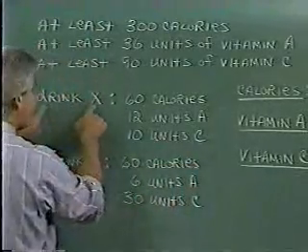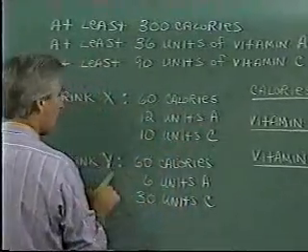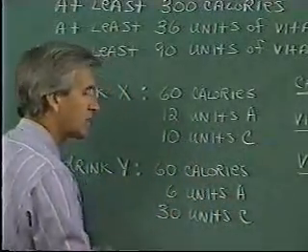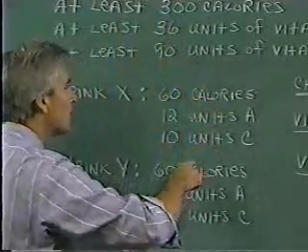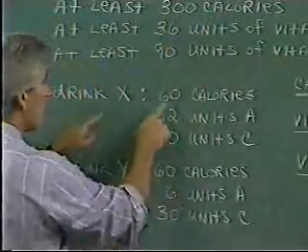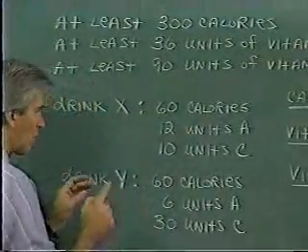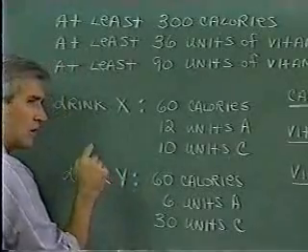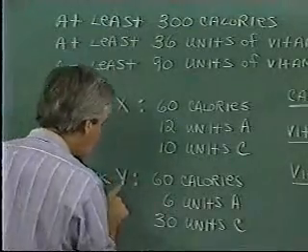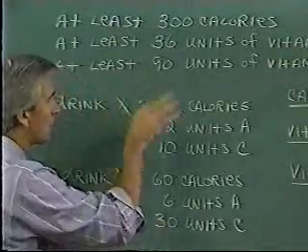Now, we know that in drink X, we get 60 calories, 12 units of vitamin A, 10 units of vitamin C. In drink Y, we get 60 calories, 6 units of vitamin A, 30 units of vitamin C. Let's set up some equations to describe what we need to get at least 300 calories. Let a lowercase x stand in for the number of drinks of the X type that we consume, and y stand in for the number of drinks of the Y type.